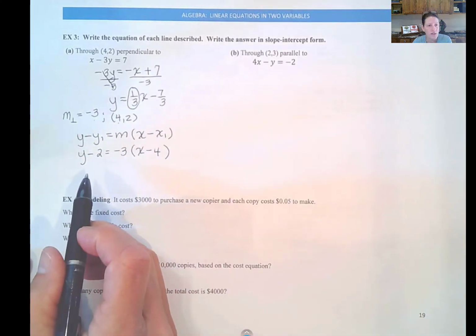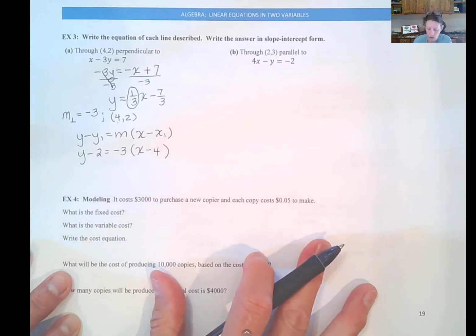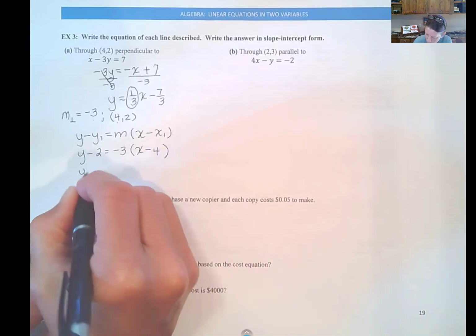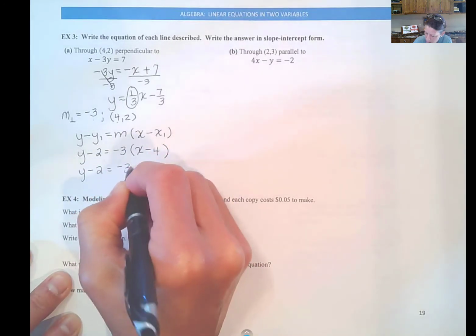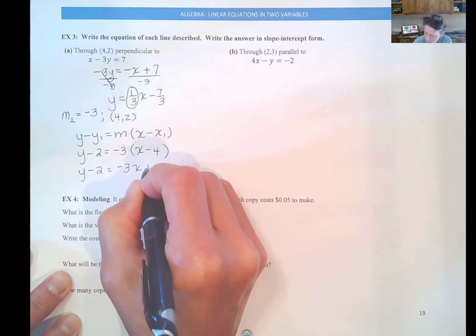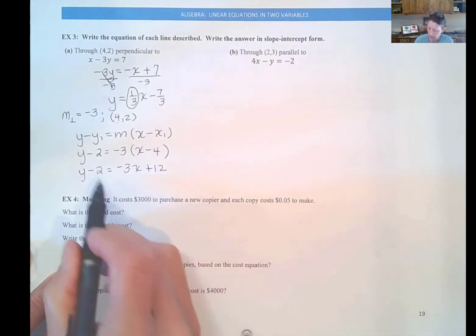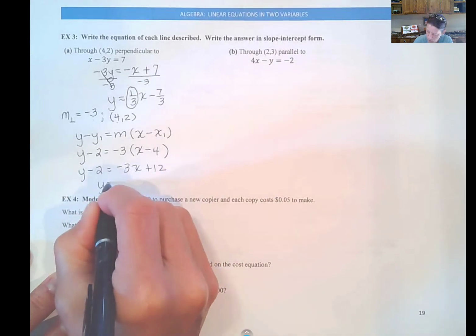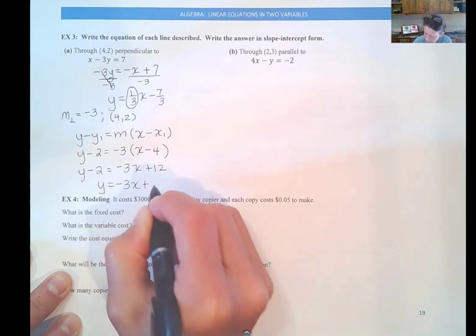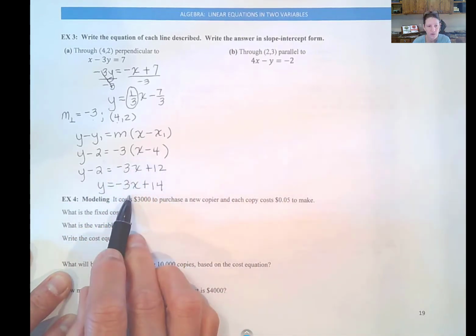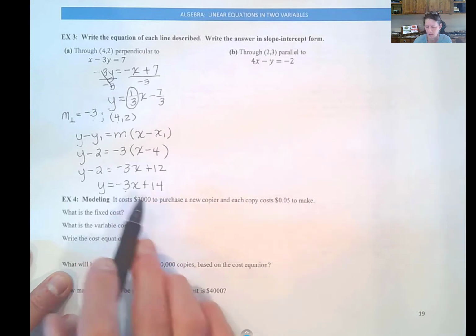To write in slope-intercept form, we need only to solve for y. y minus 2 is -3x plus 12. Add 2. y is -3x plus 14. Okay, and there is our answer in slope-intercept form.